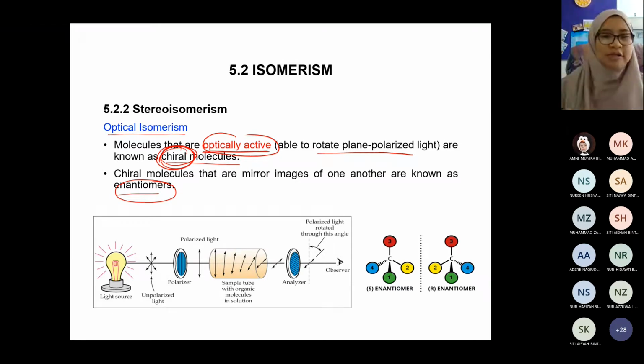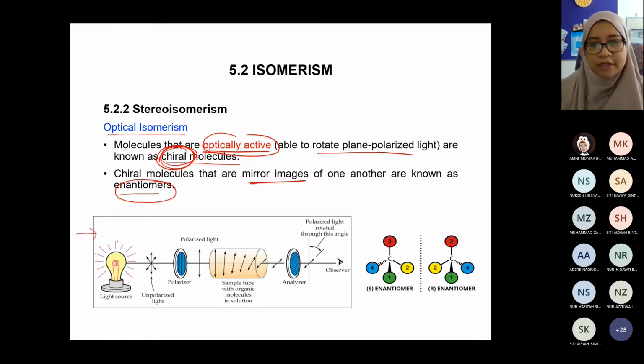So how do we draw these enantiomers? It's actually the mirror image of the chiral molecule. Okay, the chiral molecule. Don't worry, I will explain further on what is chiral, and how do we determine the mirror image of this chiral molecule. So there are conditions too. What is meant by chiral.